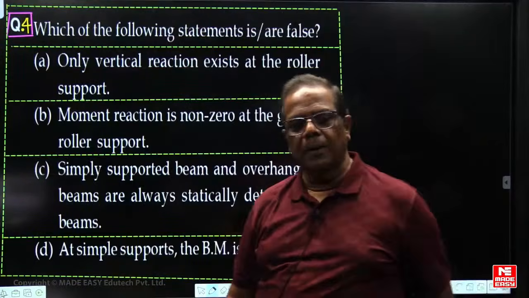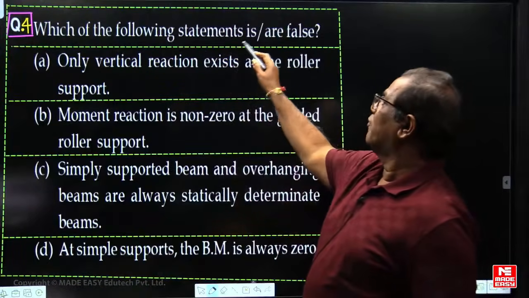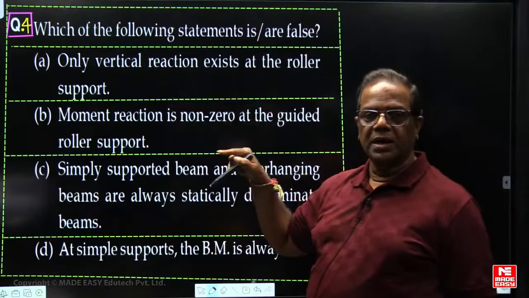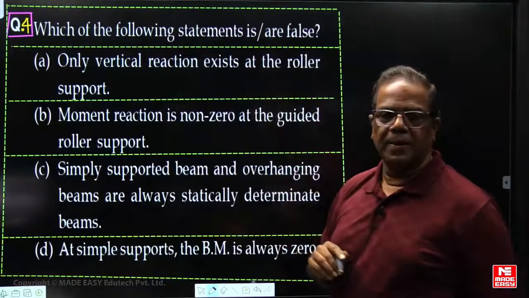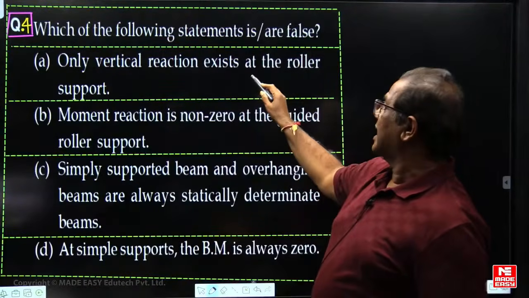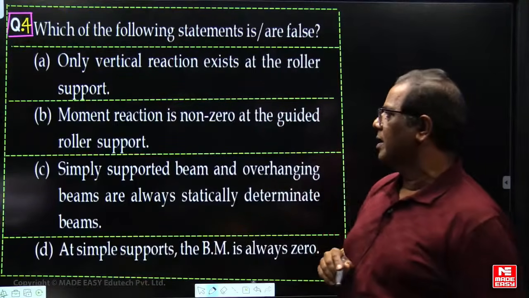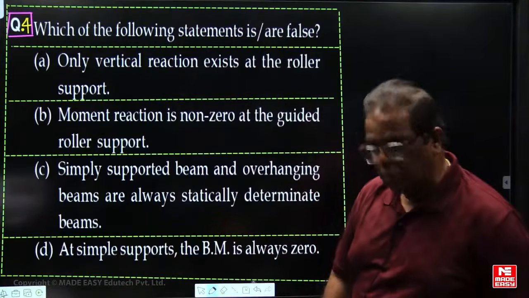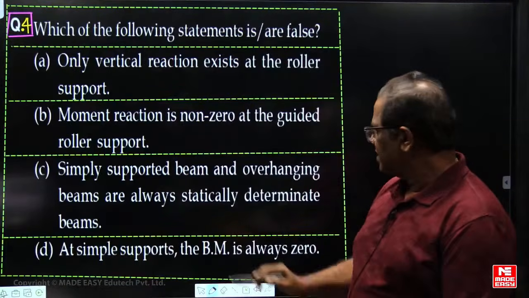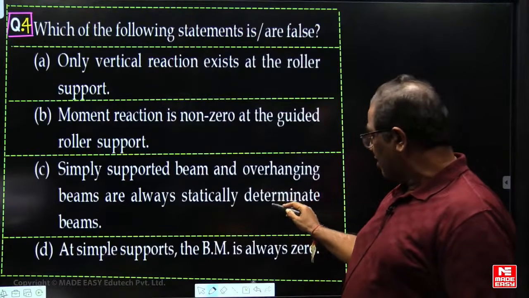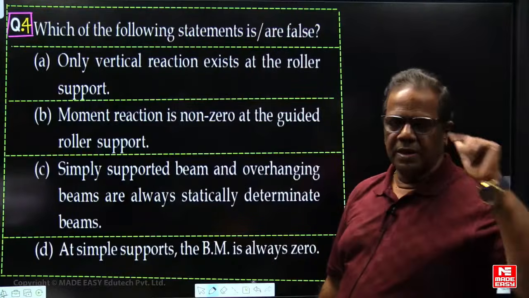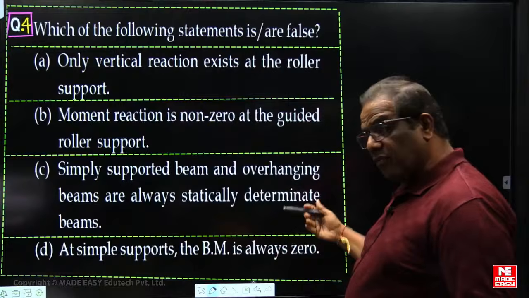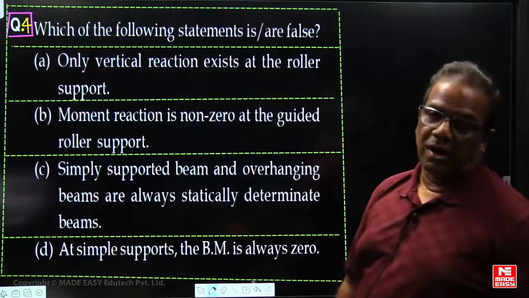Now, the fourth question. Which of the following statements is true or false? First statement true, second false, third true, and fourth false. Only vertical reaction exists at the roller support. Moment reaction is non-zero at the guided roller support. Simply supported beams and overhanging beams are always statically indeterminate beams. And at simple support, bending moment is always zero.